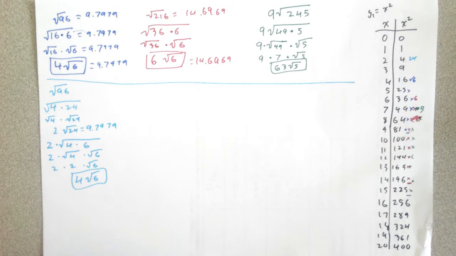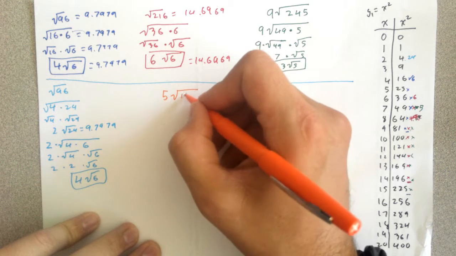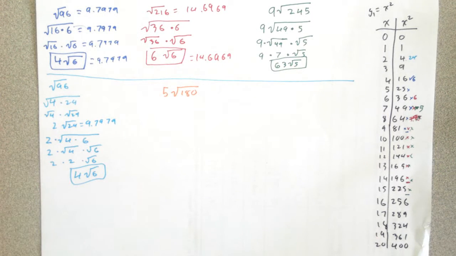Alright, let's do one more new one. So let's pick number 15. Number 15 is 5 square root of 180. Now, why don't y'all go ahead and try it, and then we'll check it.